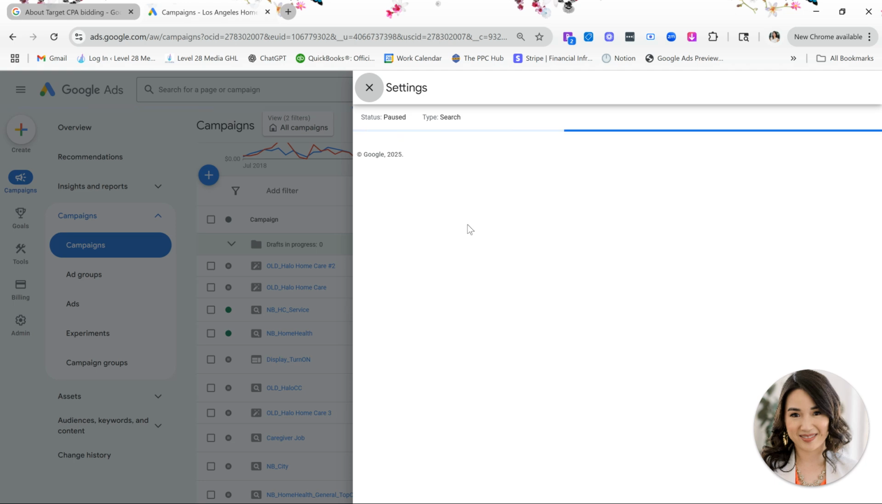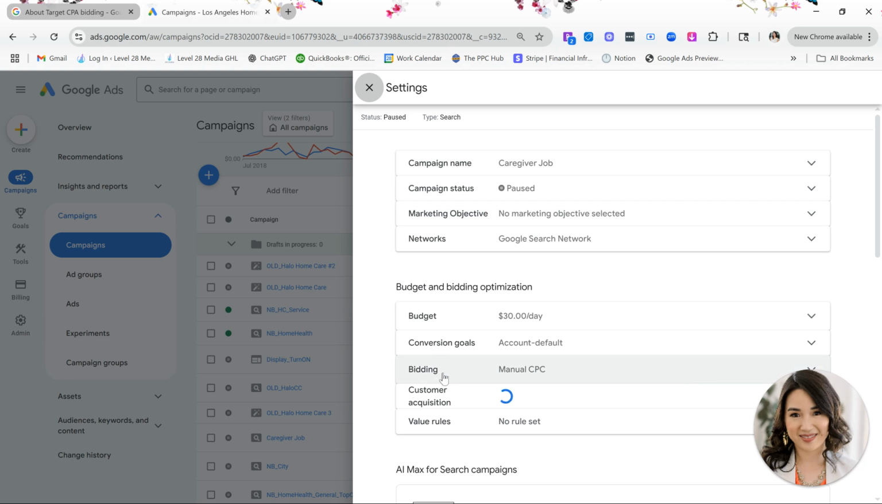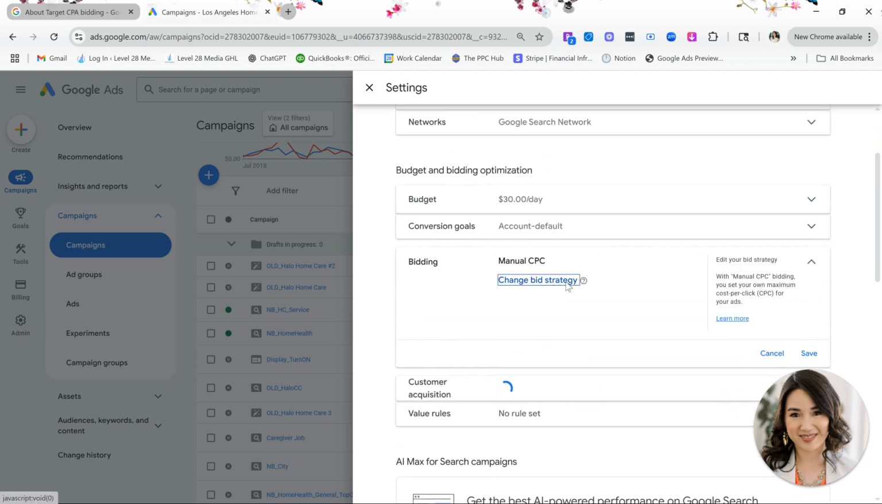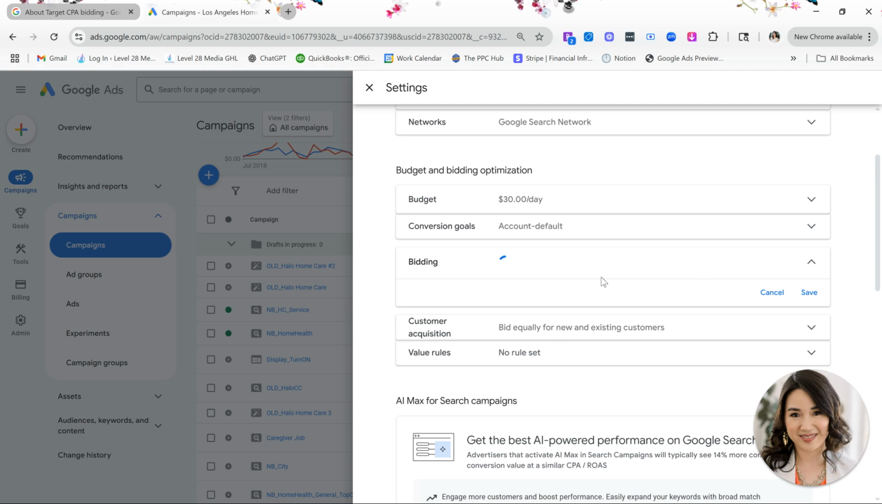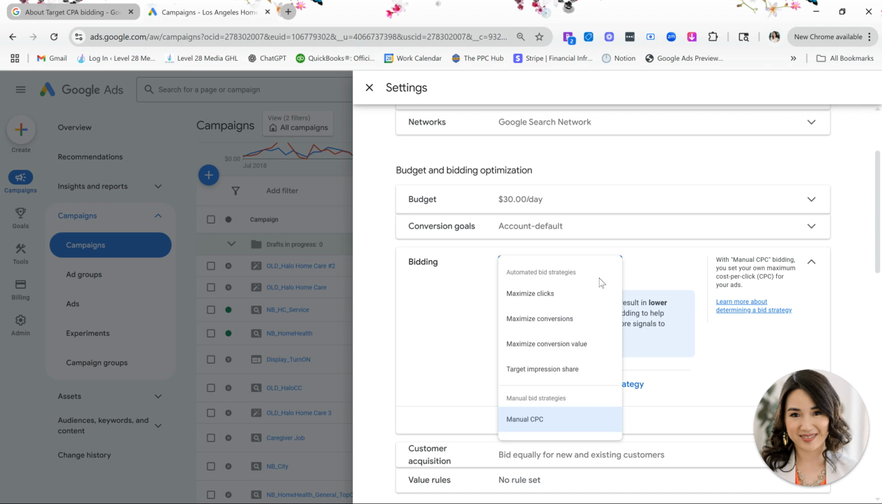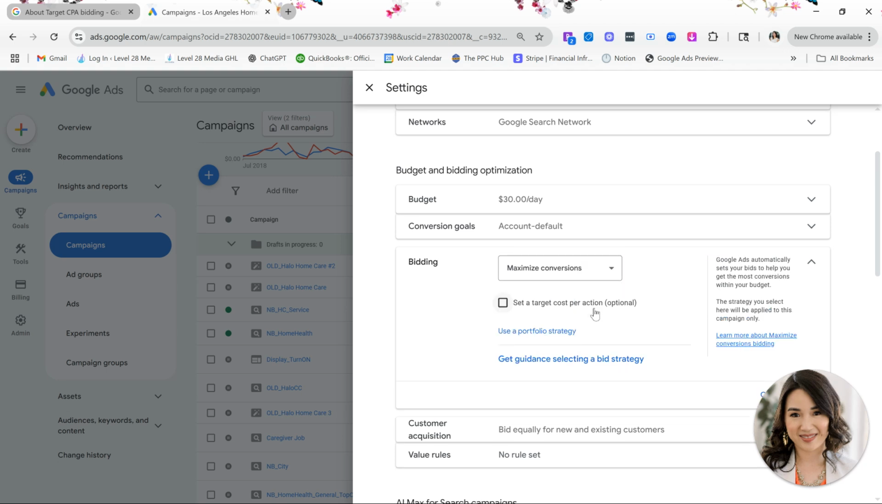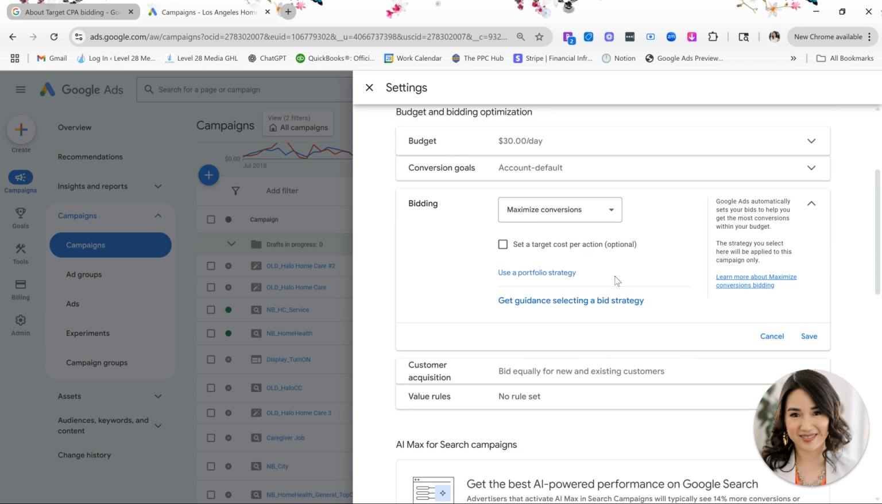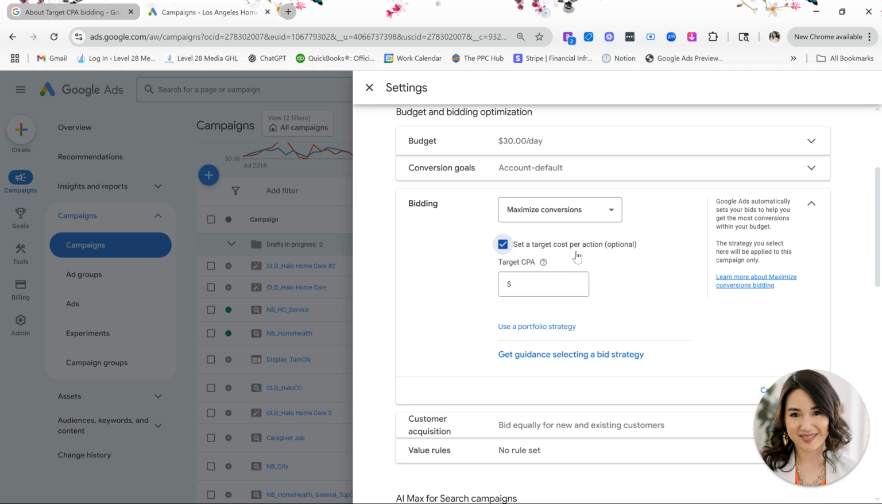Bidding. We're going to change this, assuming that you want to change to a target CPA and you want to lock in, quote unquote, lock in a target CPA. Let's give it some time. Maximize conversions. Target, and then you would set a target cost per acquisition. So target CPA is part of maximize conversions.